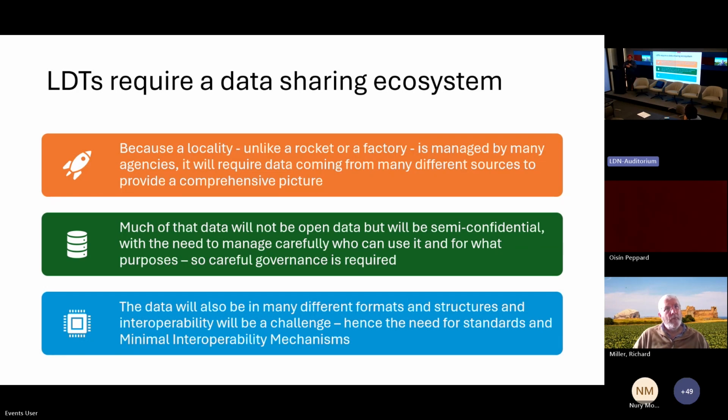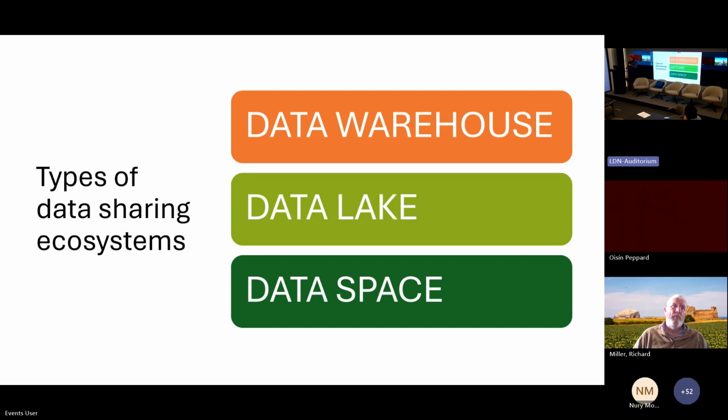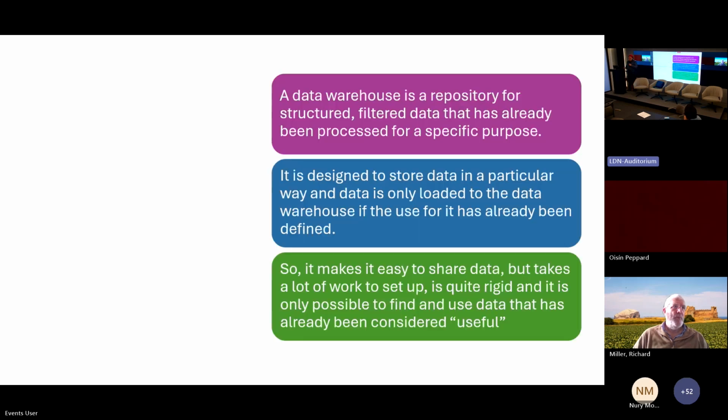But when you're trying to replicate a locality, there are many different agencies in that locality that are delivering different sorts of services or managing different parts of the infrastructure. And what's important is you need to be able to bring that data from those many organizations, which will be in many different formats, together, so that you can start to gain the wider insights you need to build that local digital twin. And of course, we know that there are different sorts of ways that that's being done. Data warehouses, data lakes, data spaces.